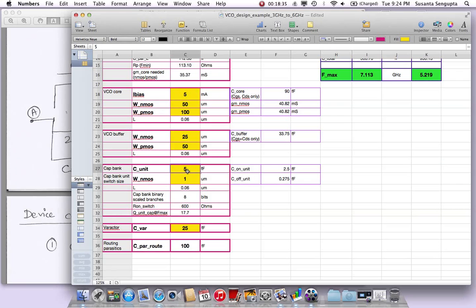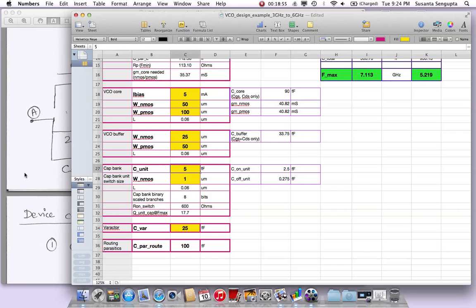And the second thing is a smaller bottom plate. So the bottom plate capacitance is also important. The unit value I've used is 5. We'll change it to see how it affects Fmin and Fmax. So that is the cap bank size as a variable.